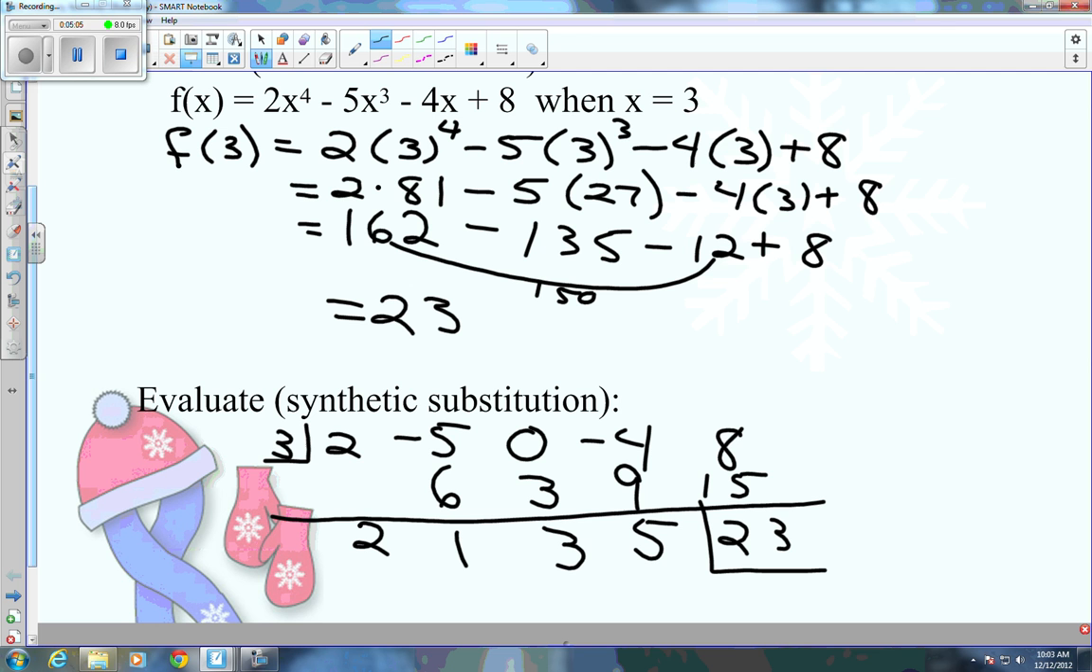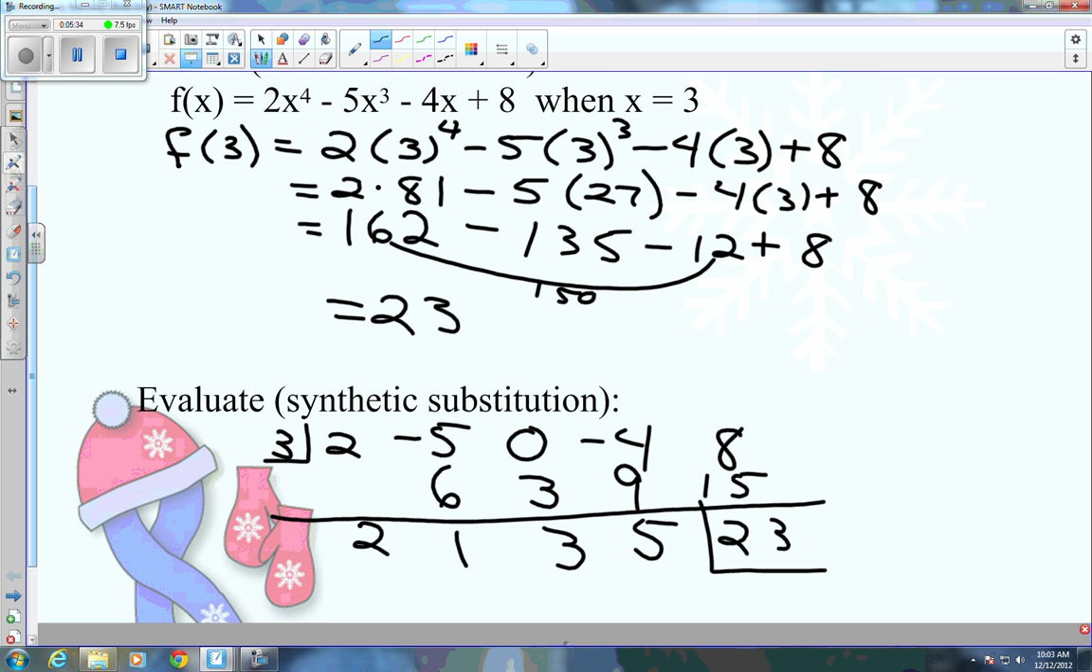Your remainder is not a coincidence. Your remainder, when you do synthetic division, is going to be the value of the function at that point. We call it synthetic substitution. Okay? We're going to look in a minute at why that is, but I'm going to do a couple more examples of these so we make sure everybody's on the same page. Any questions before I move on?